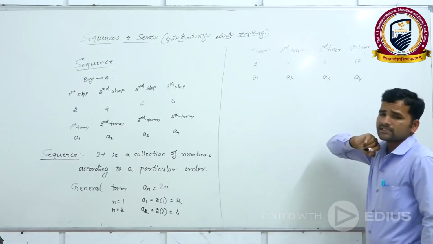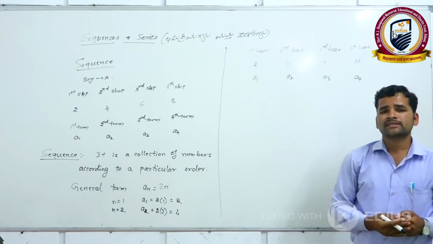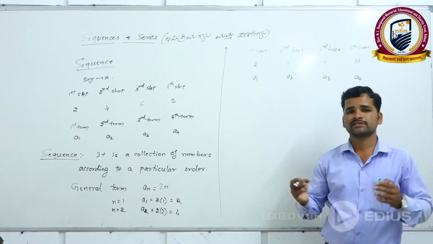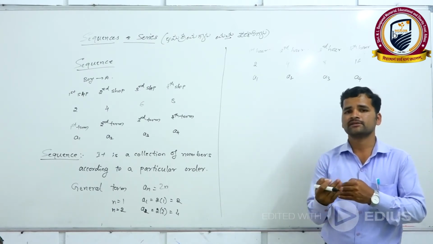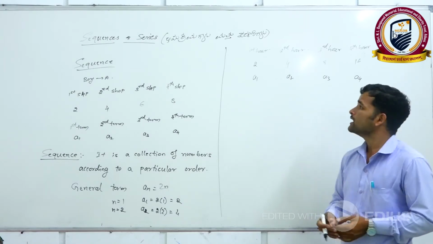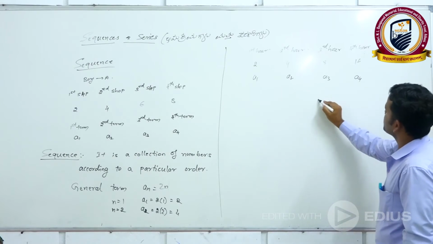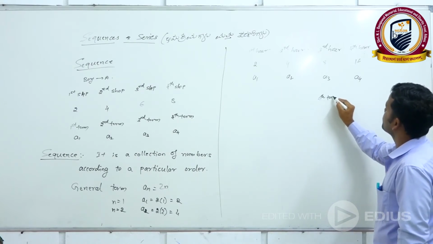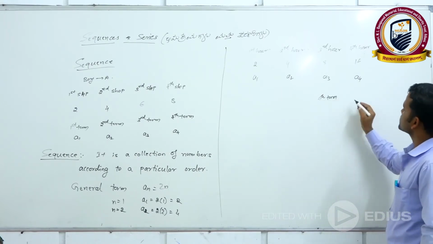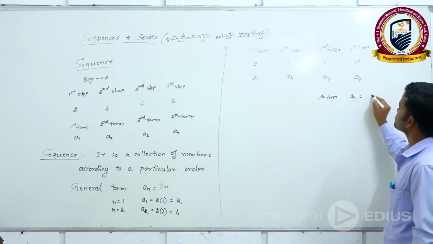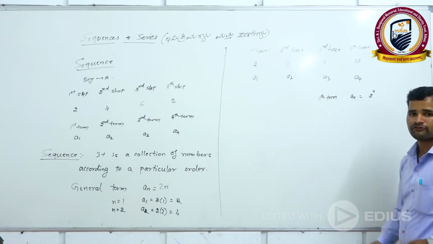Can we write the nth term for this? Yes, we can write the nth term. There is no rule that an nth term exists for all sequences. Sometimes we will state the nth term verbally. We can write the nth term for this. See, the nth term of the sequence can be written as an is equal to 2 to the power of n.